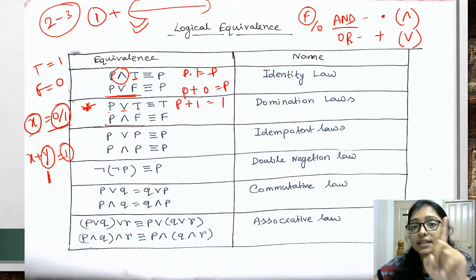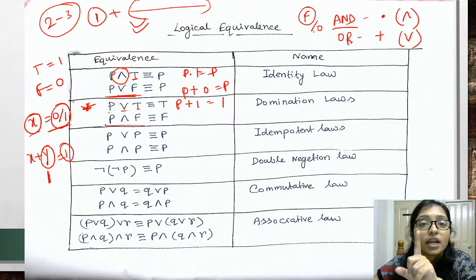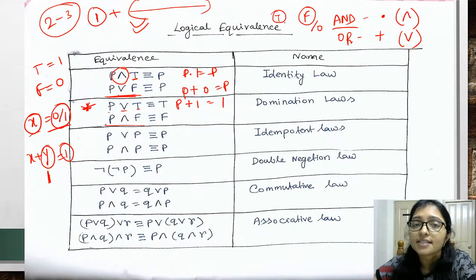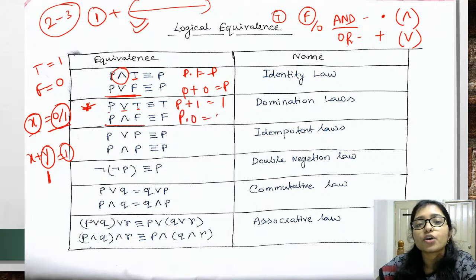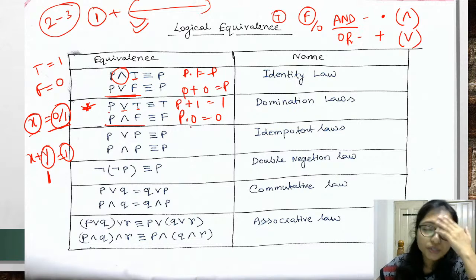That is the AND gate. For the AND gate, only when all are true does it come out true. If at least one is false, then the final result is false, right? That's why P dot 0 is always 0. If you multiply 0 with anything, it can be infinite, anything, the result is 0, right?